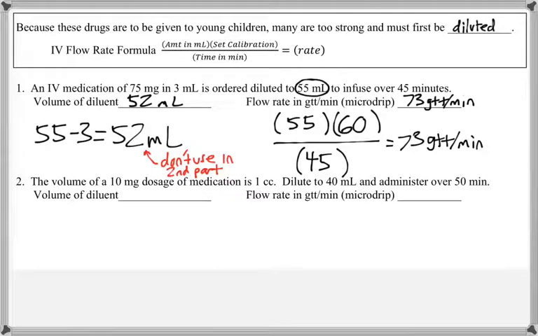For question number 2, it says the volume of a 10 milligram dosage of medication is 1 cc. Dilute to 40 mLs and administer over 50 minutes. So again, cc's are the same thing as mLs. To figure out how much diluent we need, I need to take the 40 that we're trying to get to minus the 1 that we already have. So this will be 39 mLs.